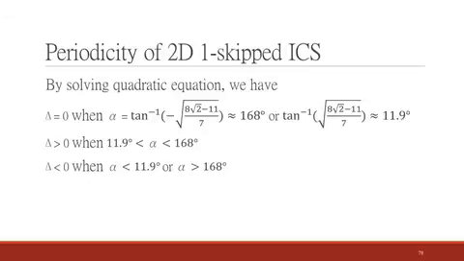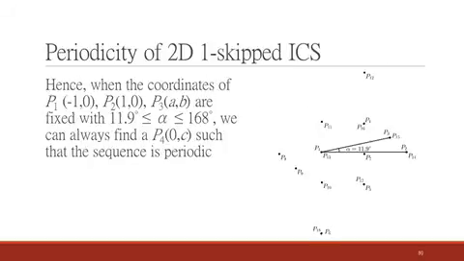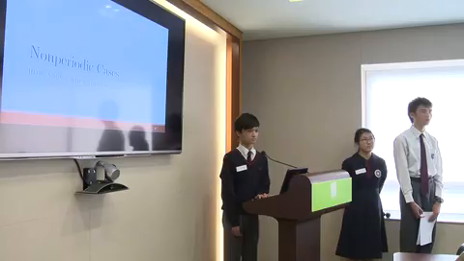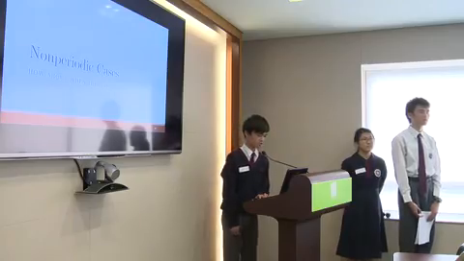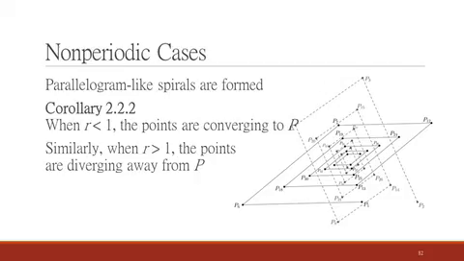And here shows the relationship between the ranges of alpha and delta. And hence, when the coordinates of the first 3 points are fixed and alpha is within a certain range, we can always find a P4 such that the sequence is periodic. And we would like to move on to the non-periodic cases, in which parallelogram-like spirals are formed. And the convergence and divergence cases are very similar to the 2D ICS as shown.